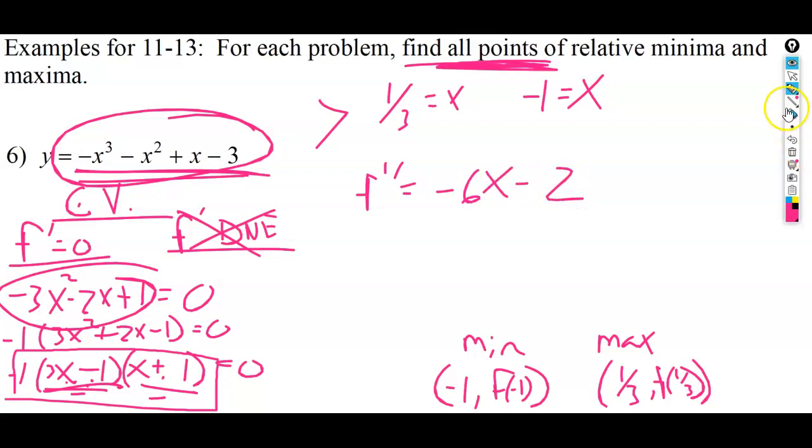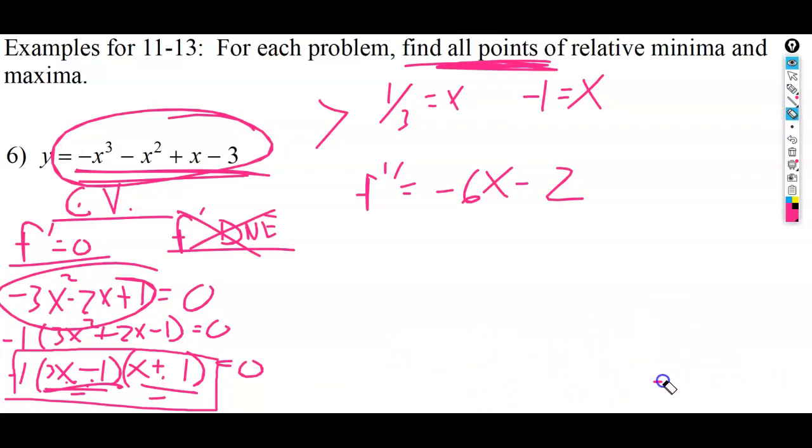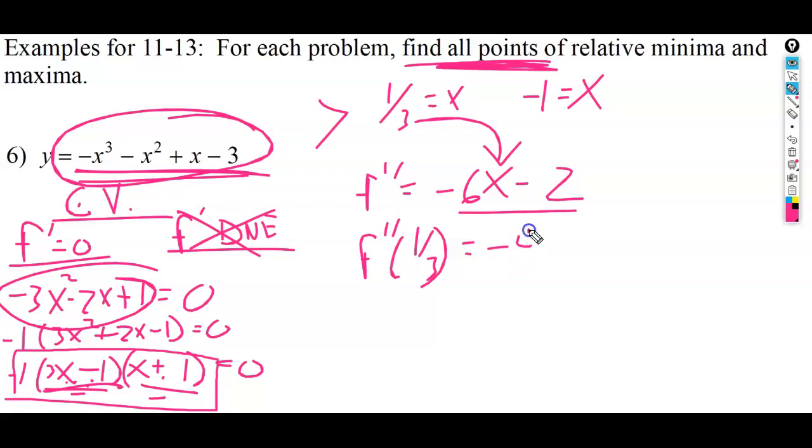And what you do in this case is you plug your critical values into this expression here. So if I plugged in a third, I would get negative 6 times a third is negative 2, take away 2 is negative 4. That means my graph is concave down at this point, which means that if it's concave down and the slope is 0, well, that must mean that this is a relative max.